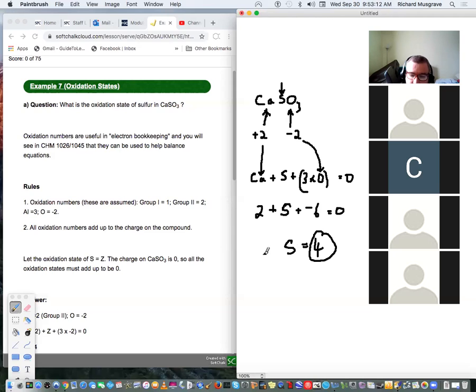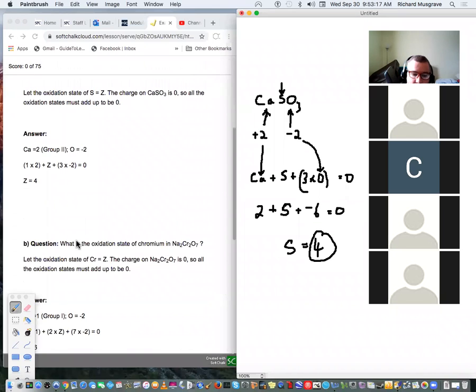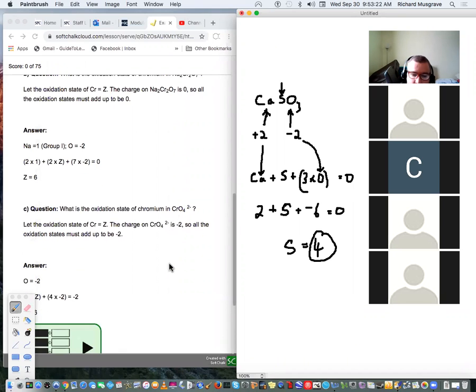We use it a lot when we're talking about balancing for electrons, and that's not something we're going to do too much here. But just something a little bit more difficult. Look at CrO4 2-. And here we're looking for the oxidation state of chromium in CrO4 2-. So based on what I just said, it would be Cr plus 4 times oxygen is going to equal -2, which is the total charge on the compound here.